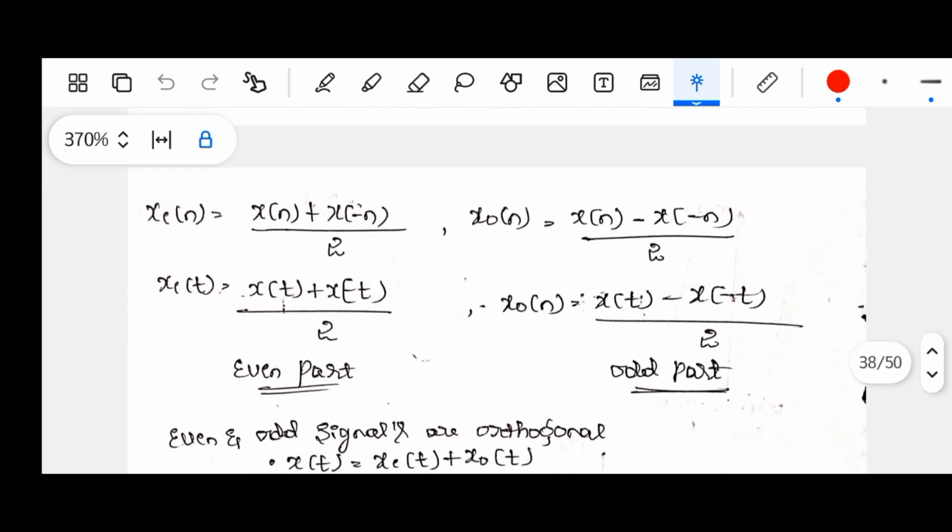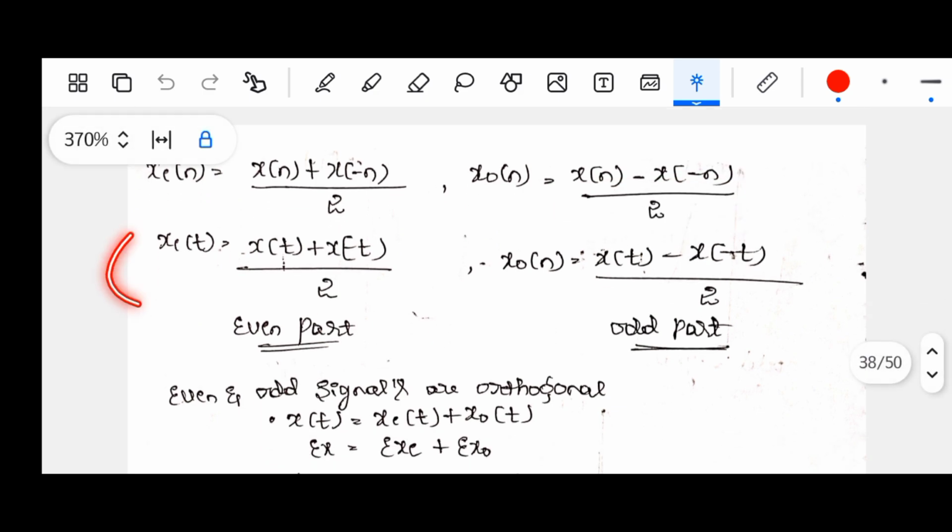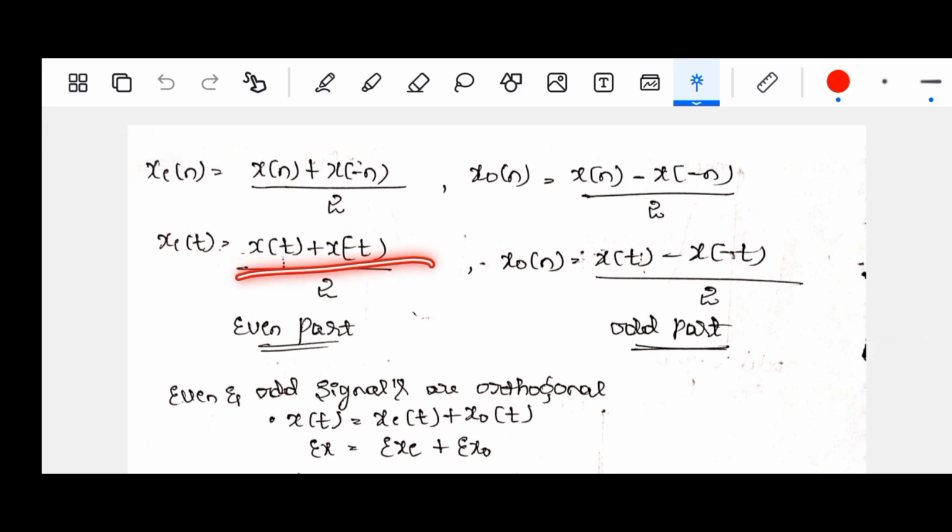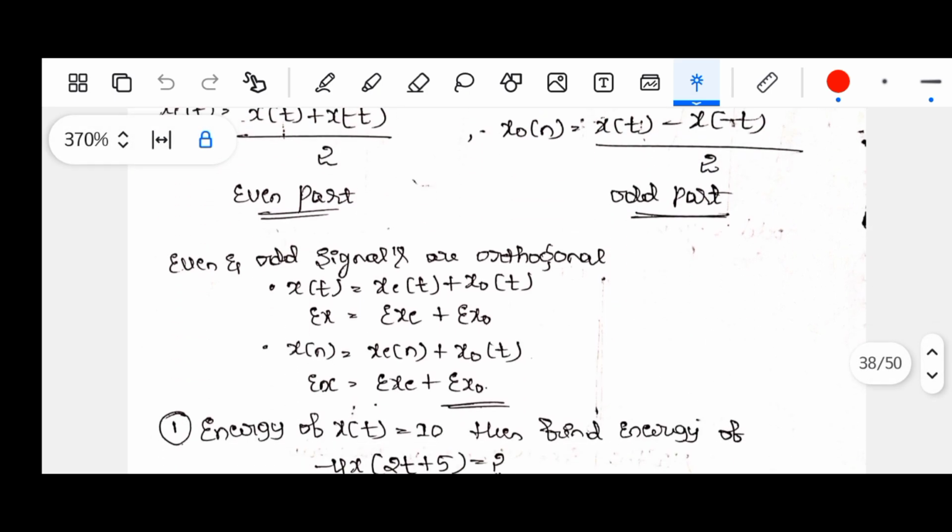Next, the even signal formula: x e of n is equal to x of n plus x of minus n divided by 2. For the odd signal, x o of n is equal to x of n minus x of minus n divided by 2. Similarly, x e of t is equal to x of t plus x of minus t divided by 2, and x o of t will be x of t minus x of minus t divided by 2. It is an even part and it is an odd part. Even and odd signals are orthogonal.